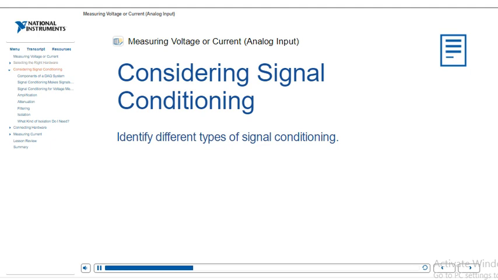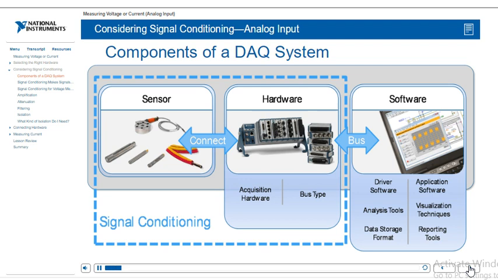In this section, we'll consider signal conditioning for our system. Let's take a moment to talk about signal conditioning. Signal conditioning is anything that you do to a signal to prepare it for the next stage of processing.